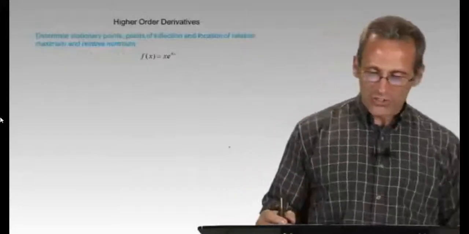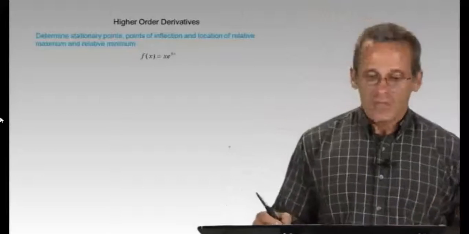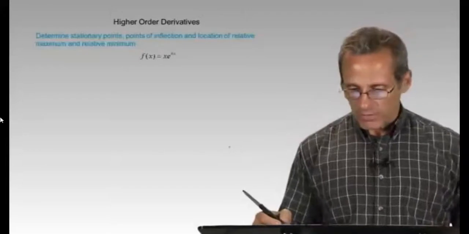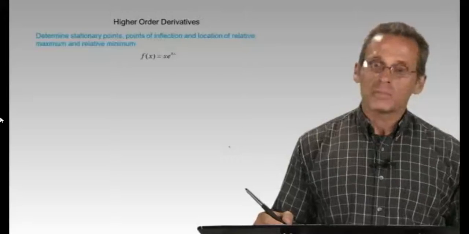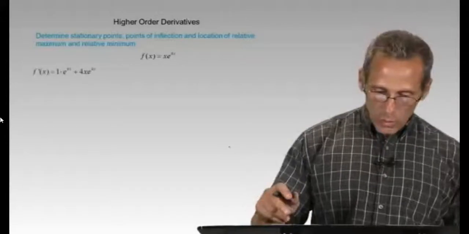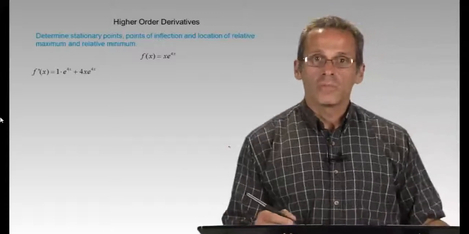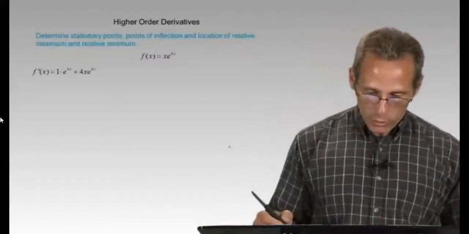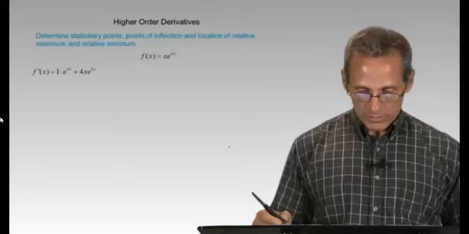Let's look at a second example, asking exactly the same questions we asked a moment ago. Find the stationary points, the point of inflection, and a location of relative maximum and minimum. Again, we begin by taking the first derivative, so we use the product rule. Derivative of x times e to the 4x plus x times 4e to the 4x.